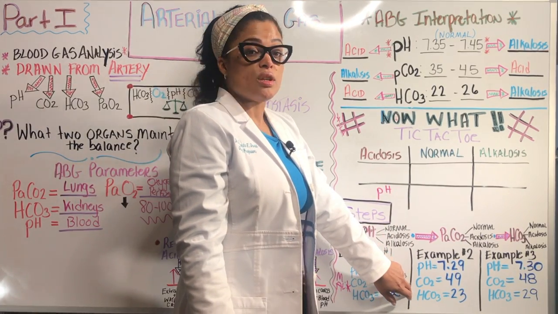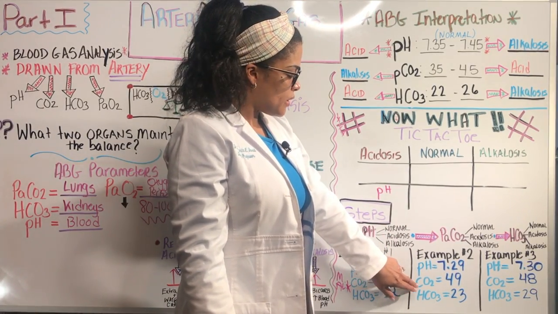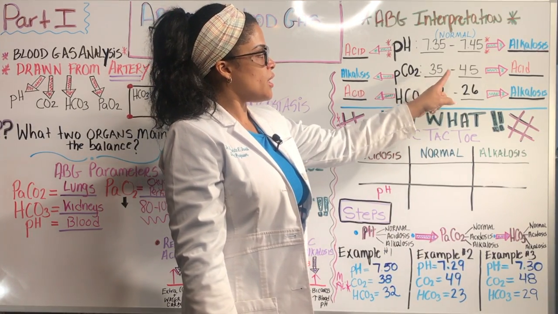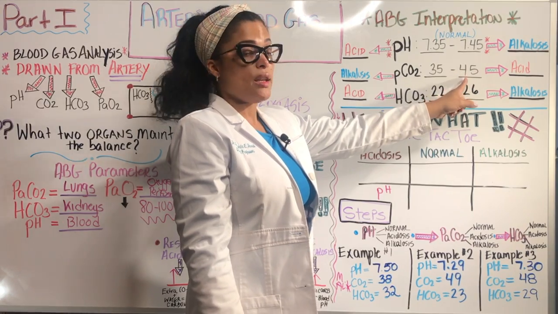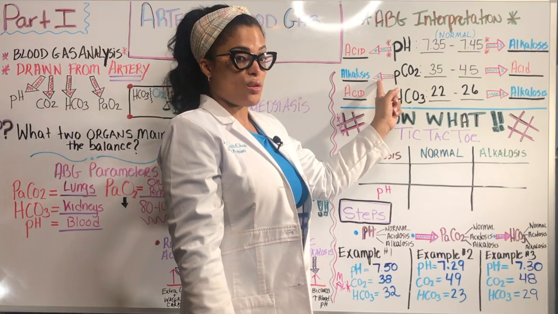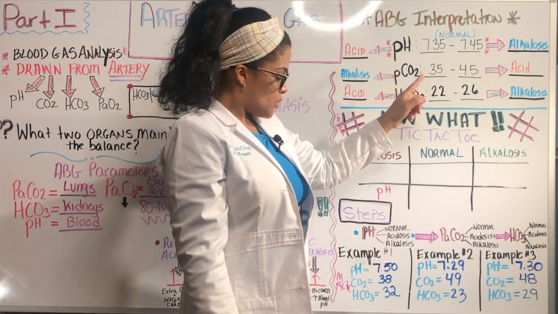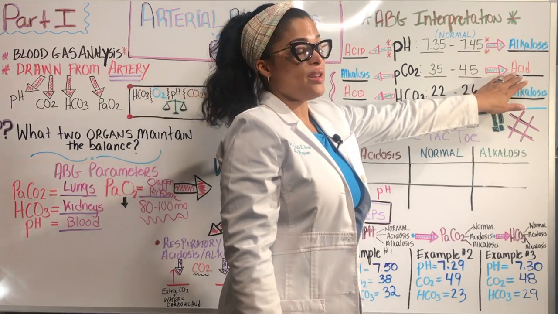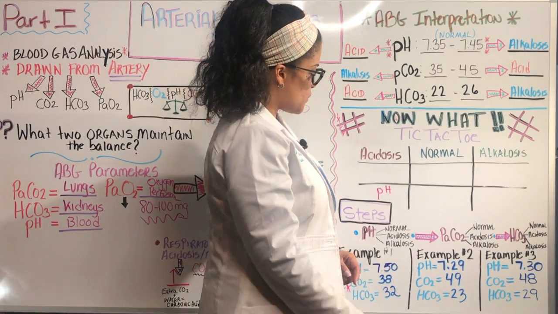Then we have the CO2 level. So the CO2 level is 49. The normal range for CO2 is 35 to 45. Anything over 45 is acidic. Anything under 35 is alkaline. So in this case, our example is 49. So it falls under the acidic column, and that's where we will plug it in.